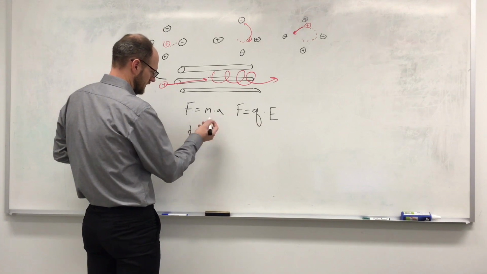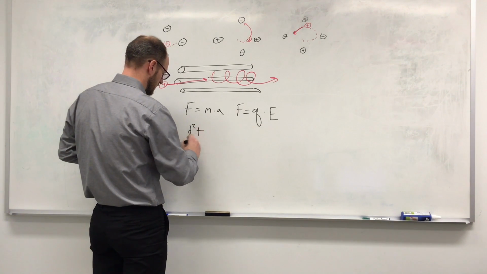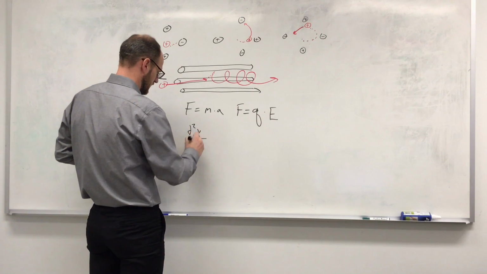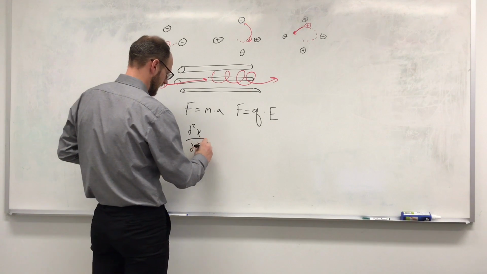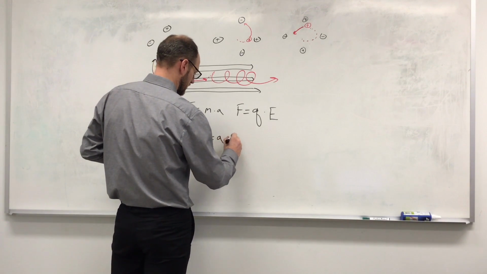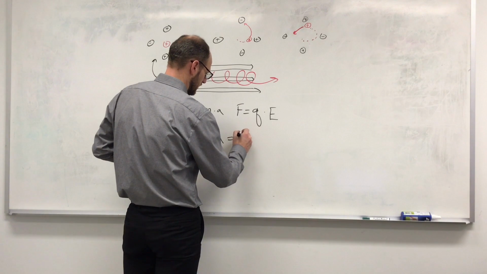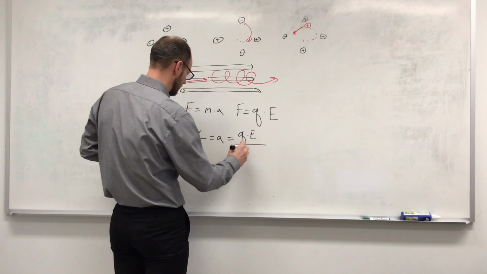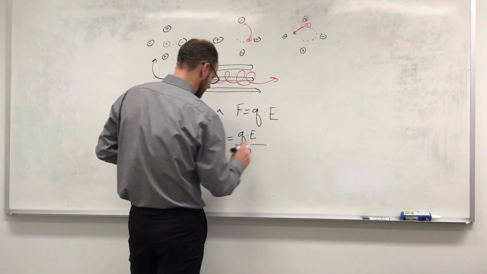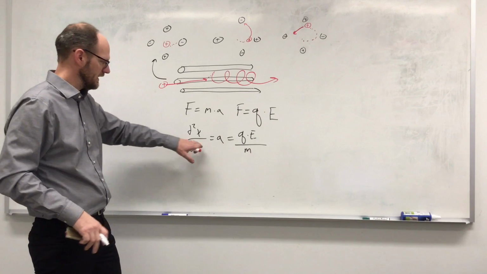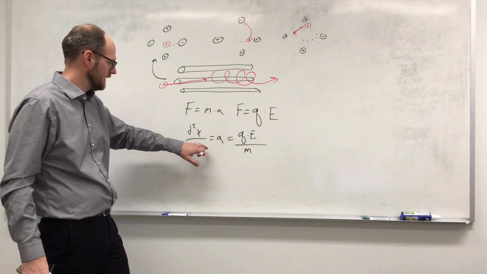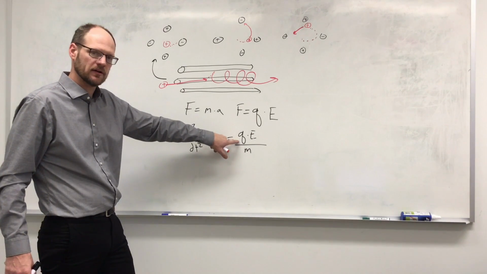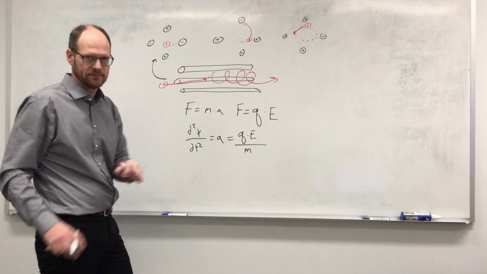You say that the acceleration of a particle, so the derivative of motion with respect to time, which equals the acceleration, is equal to the charge of a particle multiplied by the electric field divided by the mass of the particle. Right? So what does this say? This says that how quickly something responds to an electric field change is proportional to the charge of the particle and inversely proportional to the mass. So what does all that mean?